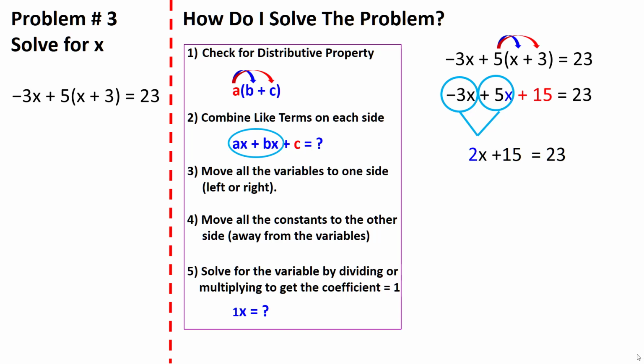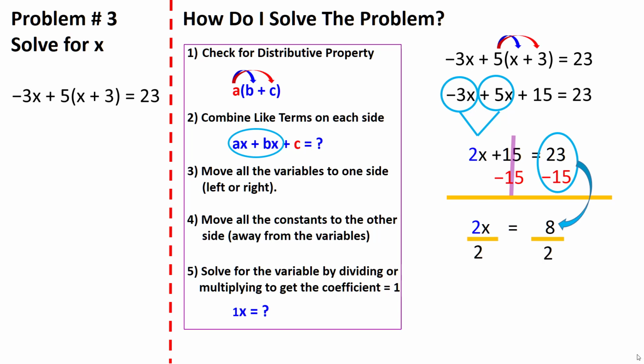Step 3. Move the variable to the other side. The variable x is already on one side. So I go to step 4. Move all the constant to the other side. Positive 15 is the constant. Therefore, I will subtract 15 to both sides. Next, I will simplify. I get 2x equals 8. Step 5. Solve for x. I divide by 2. I simplify. I get 1x equals 4. The answer is x equals 4.